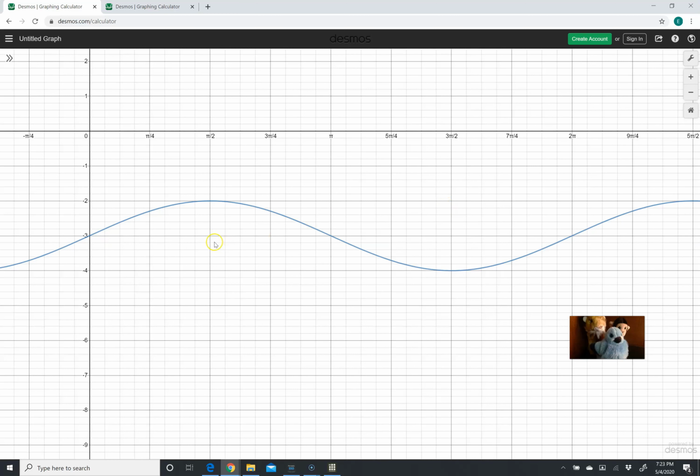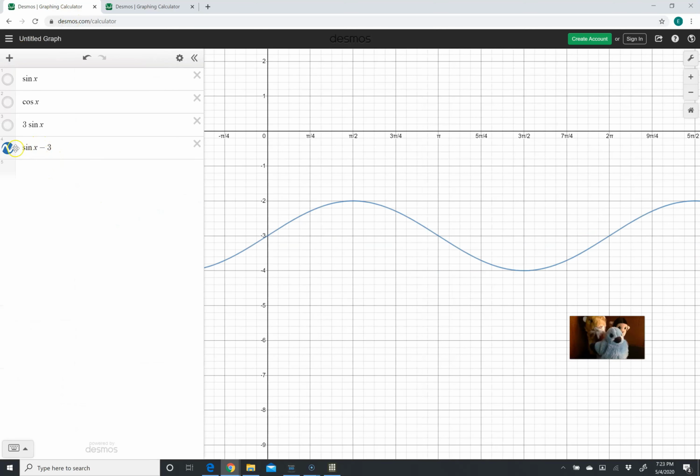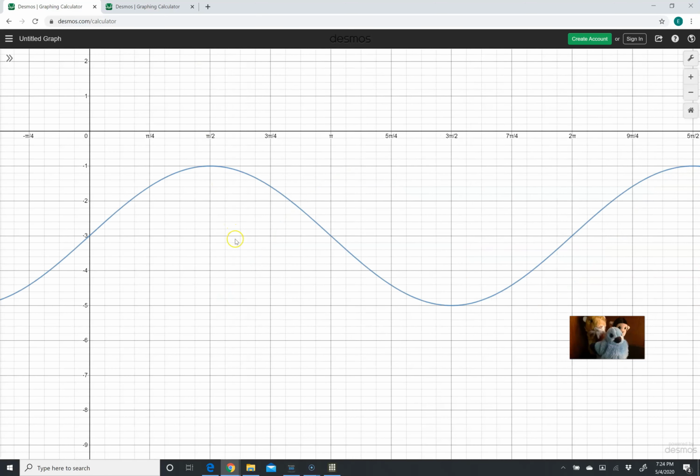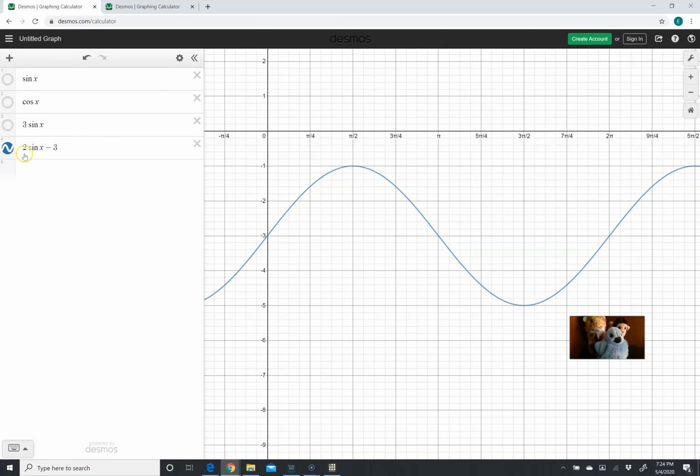Okay, now our amplitude is still 1. We moved the graph down, but the distance between the midline and the maximum is still 1. And we can see that in the equation as well, right? We have sine of x minus 3. There is no number in front. We haven't vertically stretched the graph. Now let's say that we change this to 2. Well, now we moved the midline down, but we also increased the amplitude. So you can see the distance from the midline to the maximum, or from the midline to the minimum, is 2. Okay? And you can see that in the equation. The amplitude is 2.